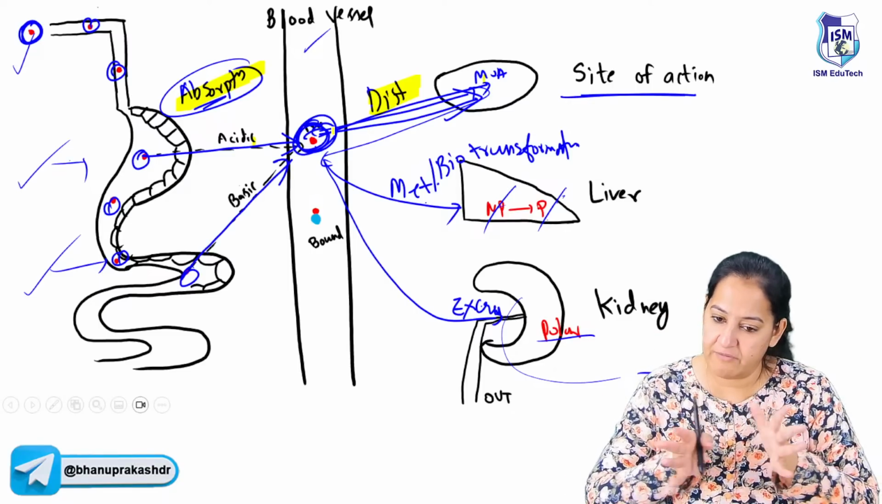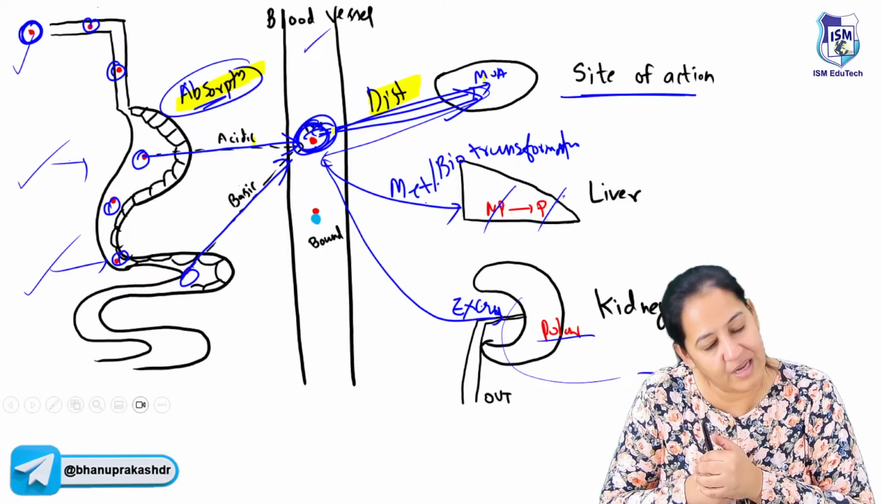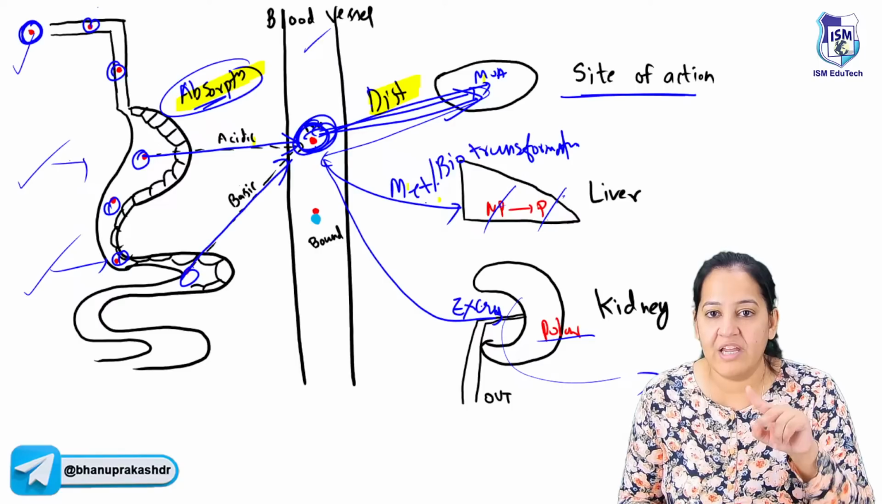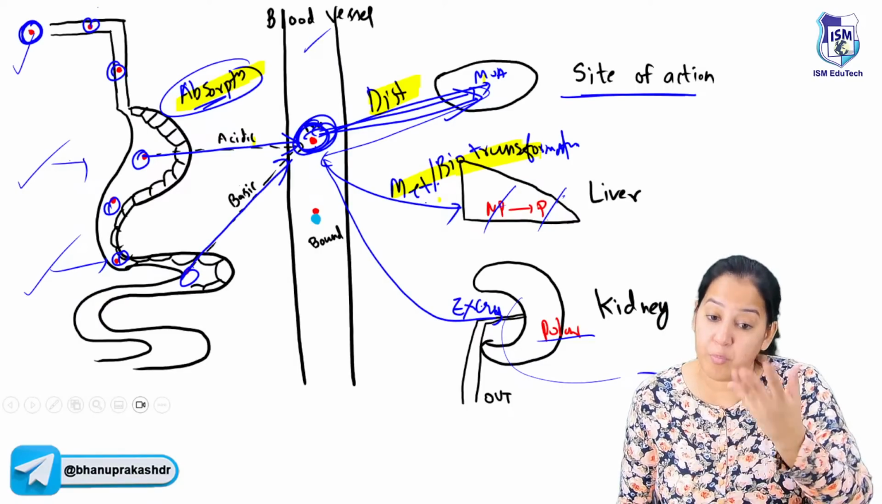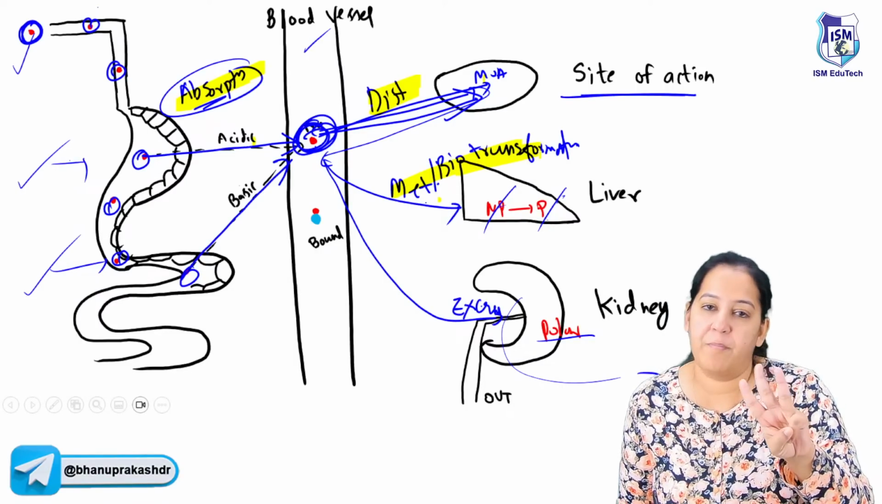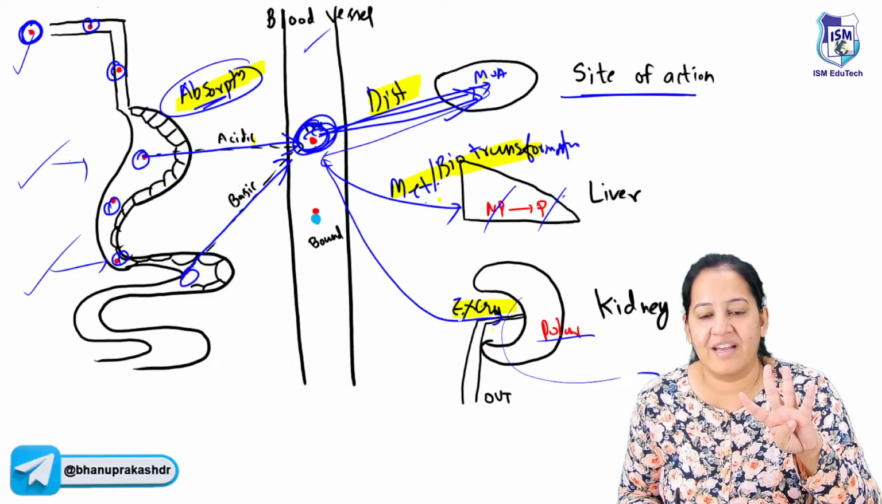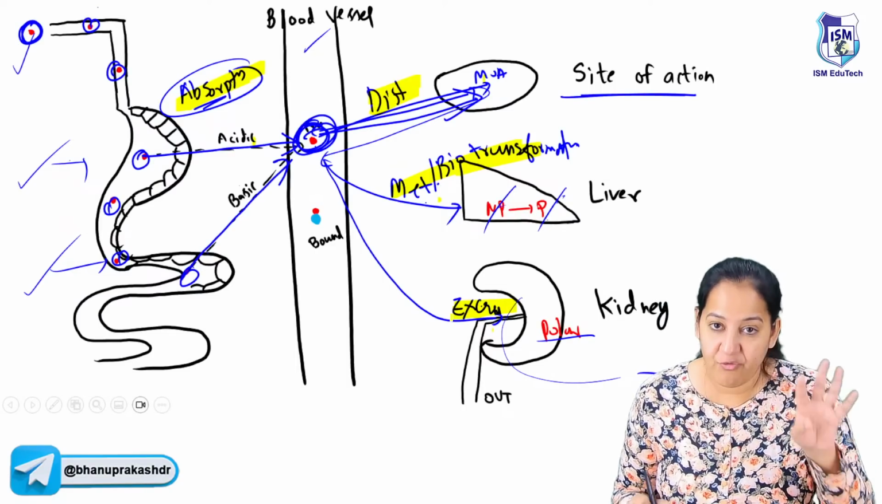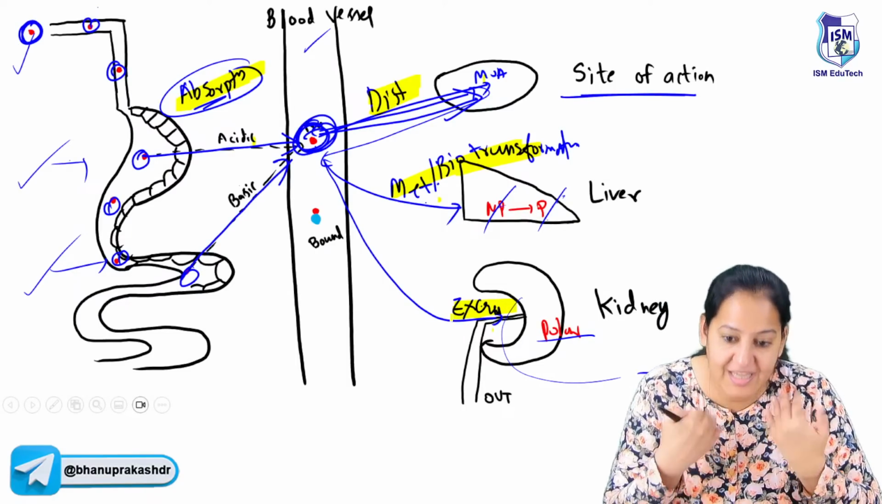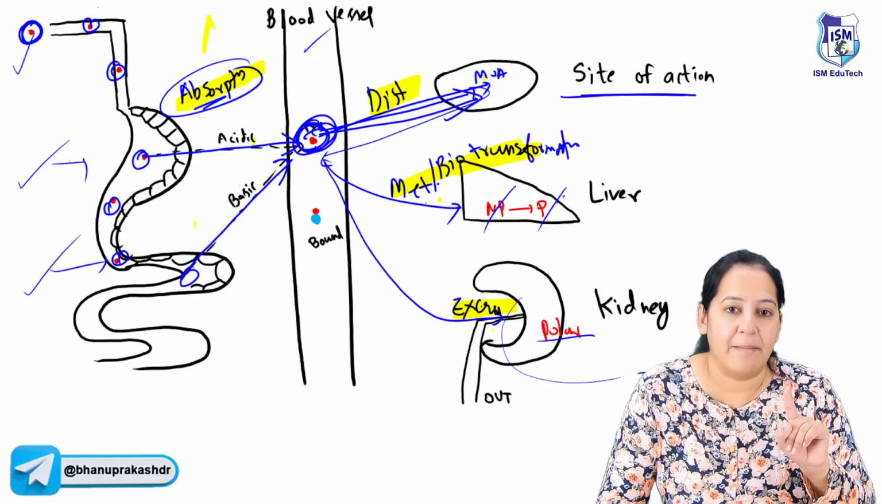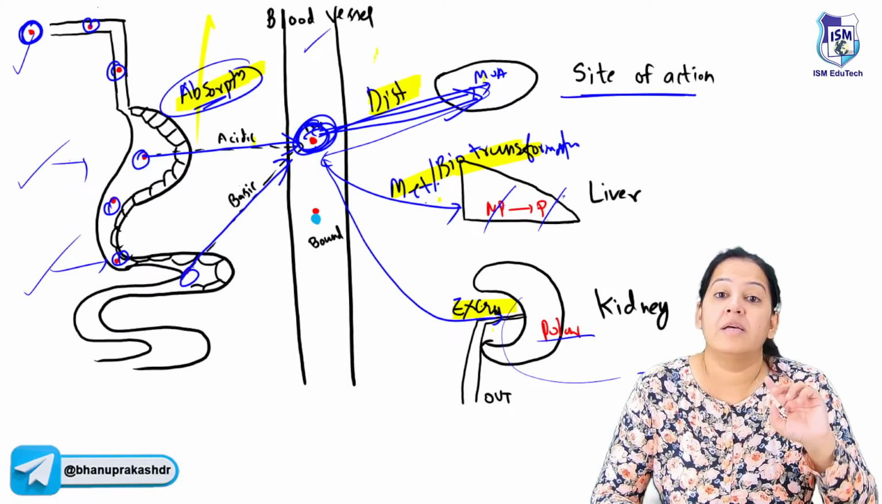Whatever is the site of action, it will go to that organ and show its mechanism of action. That is distribution. After that, it will go to the liver and get converted from non-polar to polar. That is metabolism or biotransformation. And finally, it will go to the kidney and get excreted out of the body. So these 4 things are what the body is doing on the drug. My body is absorbing the drug. My body is distributing the drug.